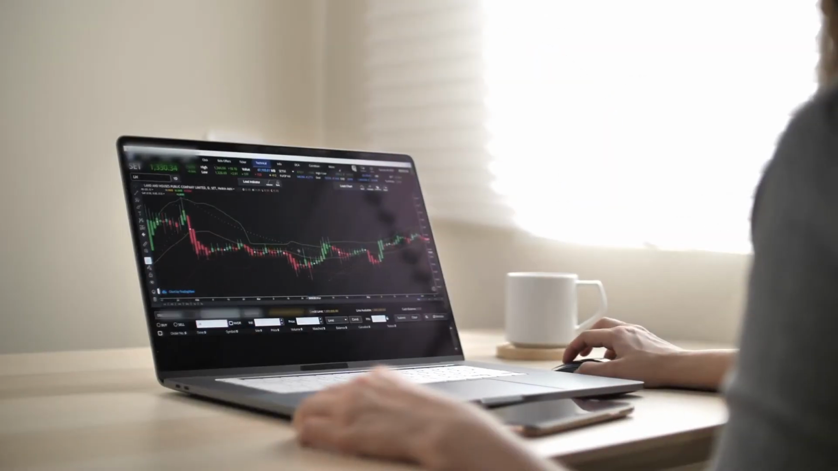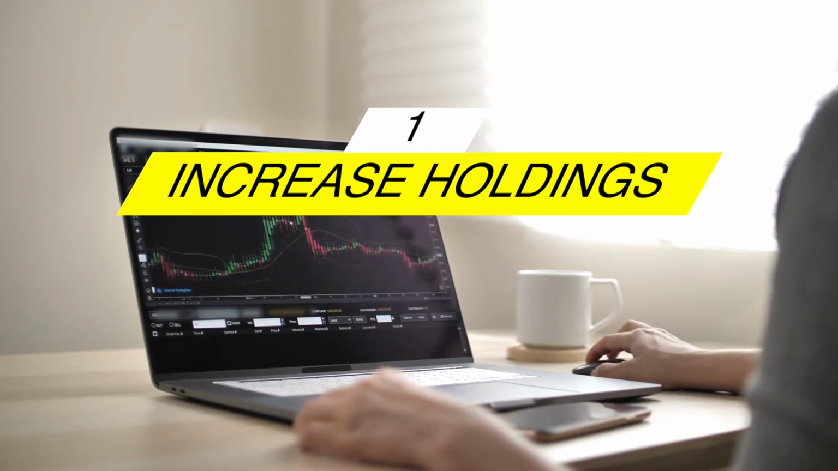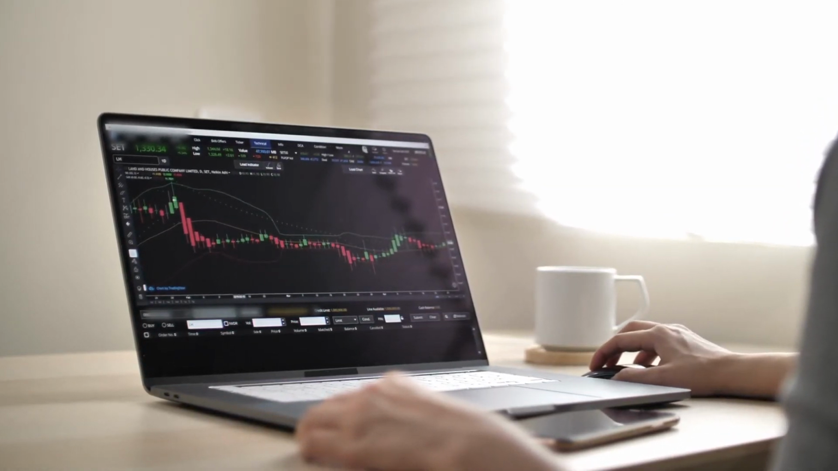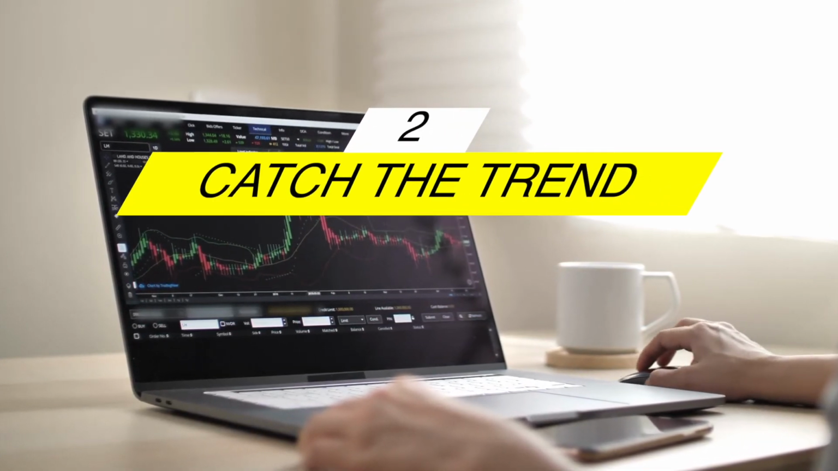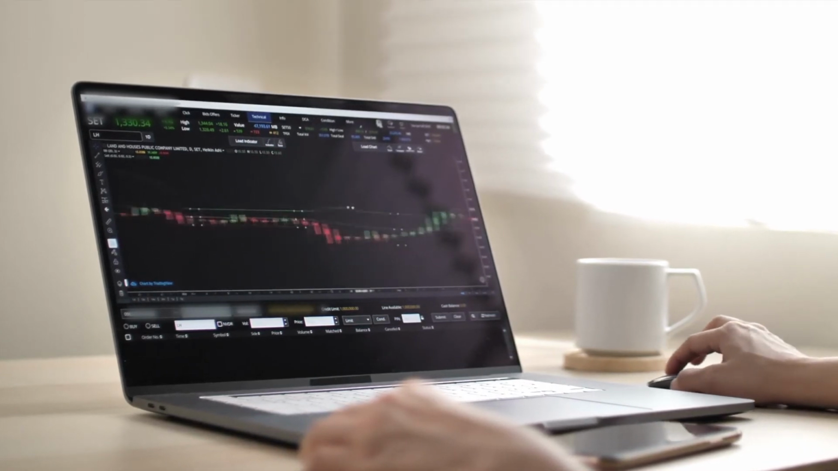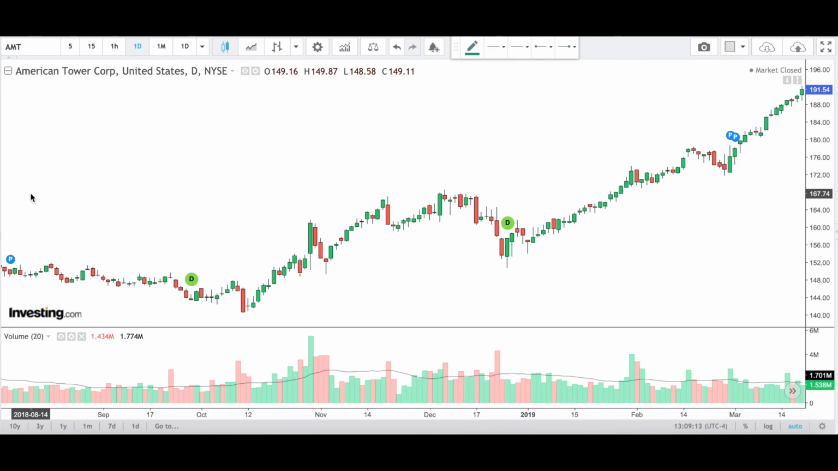There are 2 reasons for figuring out flag breakout. First, it could be the time you increase your investment on the stock, if you only put in a little at the breakout point. Second, this could be the chance for you to catch the uptrend, if you miss out the initial breakout point. Let's take a look at the chart of American Tower.